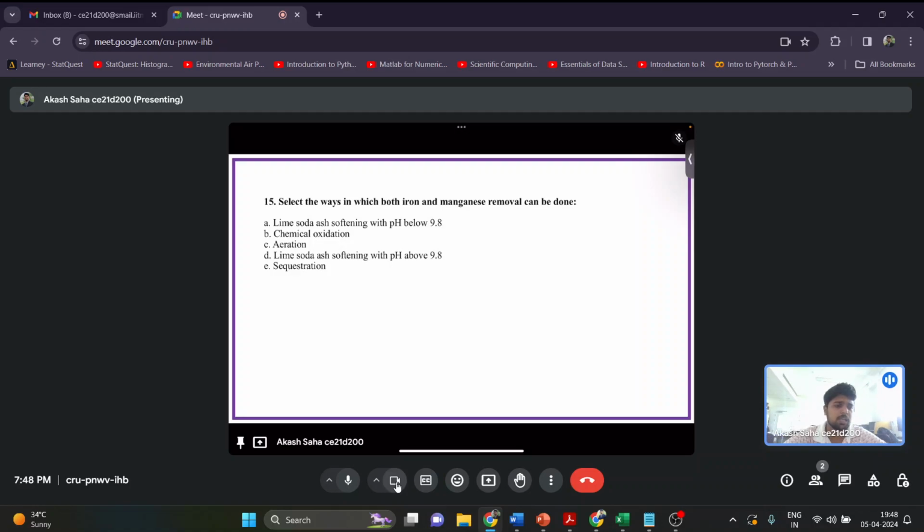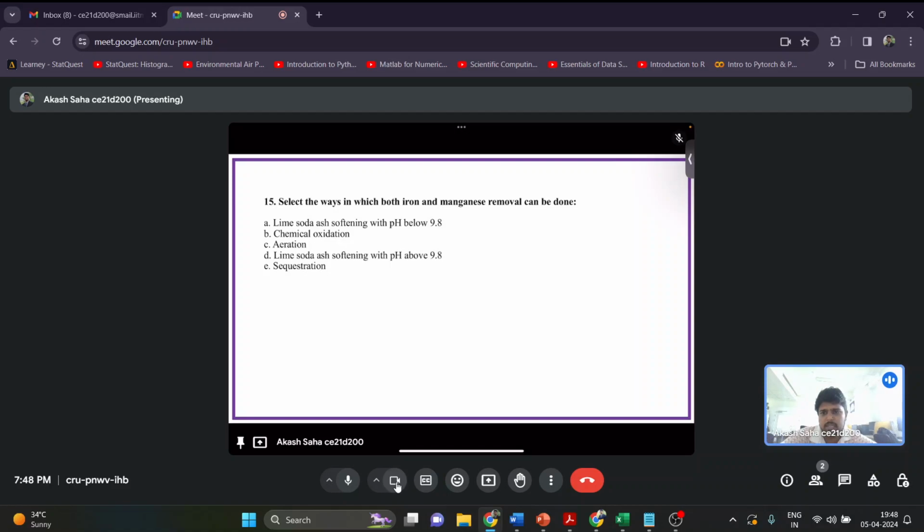So if we talk about the lime soda ash process of softening, then the pH must be above 9.8 to remove both iron and manganese. So option D is correct. Chemical oxidation, so chemicals like chlorine or potassium permanganate can be used to remove iron and manganese. So option B is correct. Whereas aeration can only remove the ferrous but not the manganese.